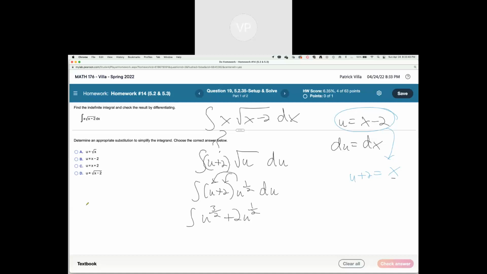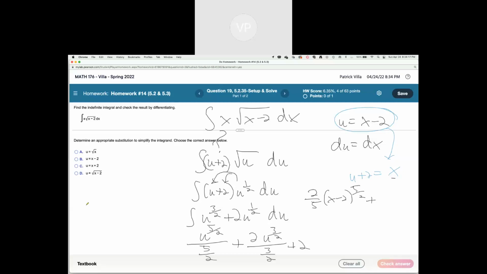This is what we get when we distribute. And as ugly as that might be, those two terms, you can integrate them. You have the procedure. So remember, this is u to the 5 halves, because I add 1 to it. Divide by 5 halves. This is 2u to the 3 halves, divided by 3 halves. So our last part is to move that fraction, reciprocate it so it gets multiplying, and then replace the u with our original x.